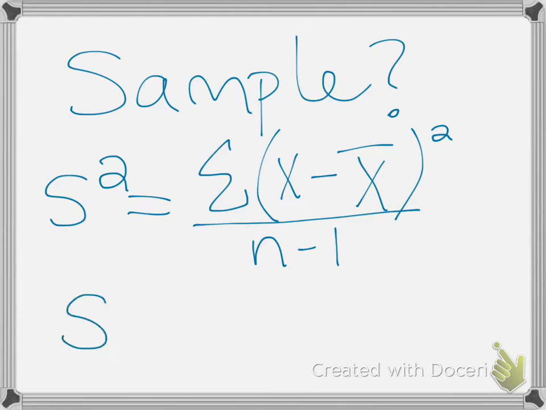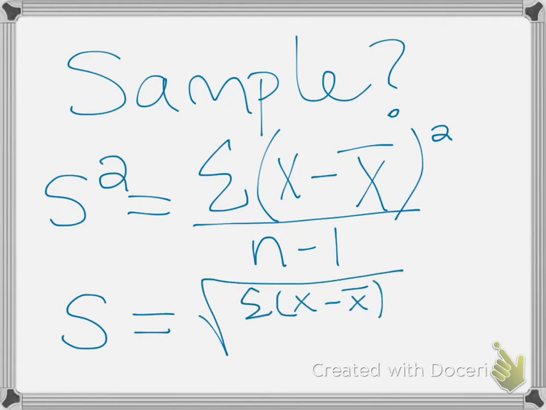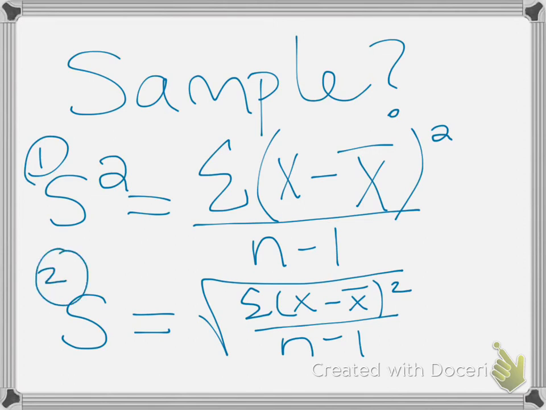And then again, going from the variance of the sample to the standard deviation of the sample, it would just be now s equals, again, the square root of this same equation that I just wrote up here. But let me write it for you one more time. So again, first calculate your variance. Once you have that, simply take the square root of it, and that gets you to your standard deviation for the sample.